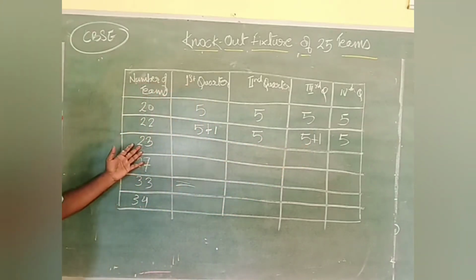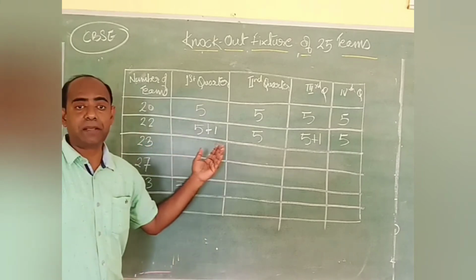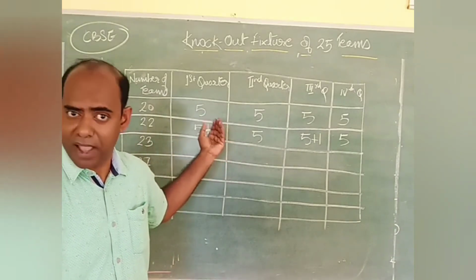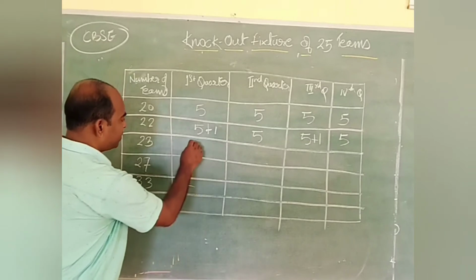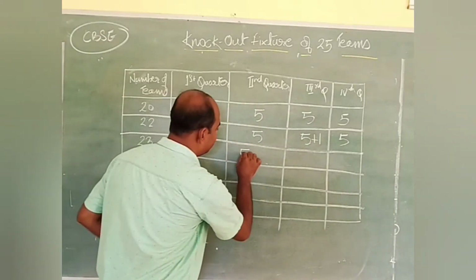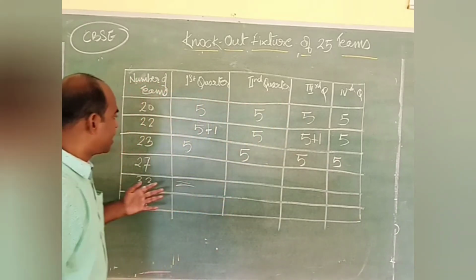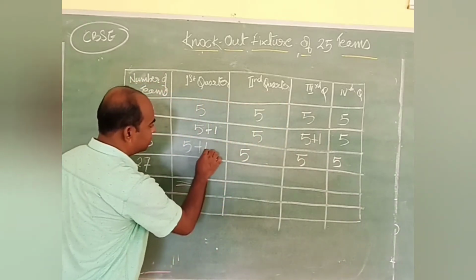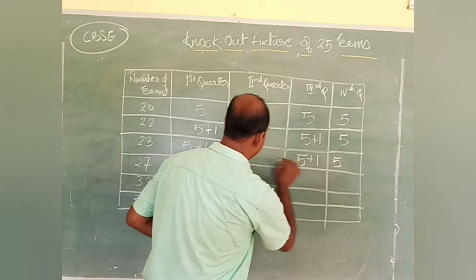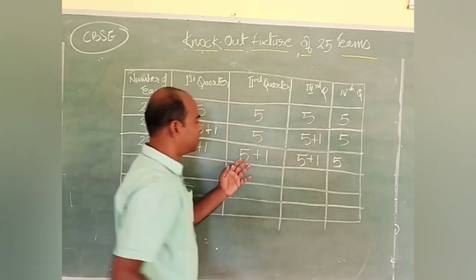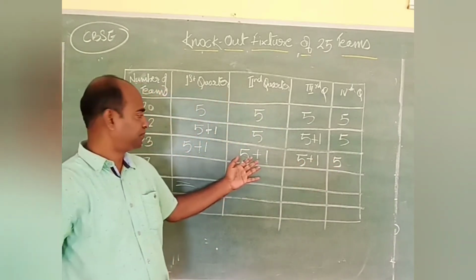In case there are 23 teams, how many extra teams do you have? That means the remainder is 3. So 5, 5, 5, 5. In this case, you will give 1 here, plus 1 here, plus 1 here, and then again you will come to the second quarter and give 1 more team there.